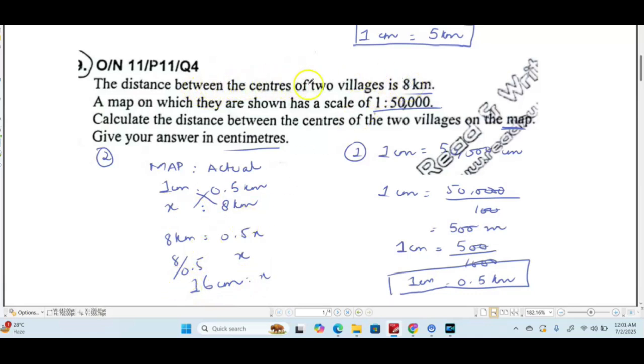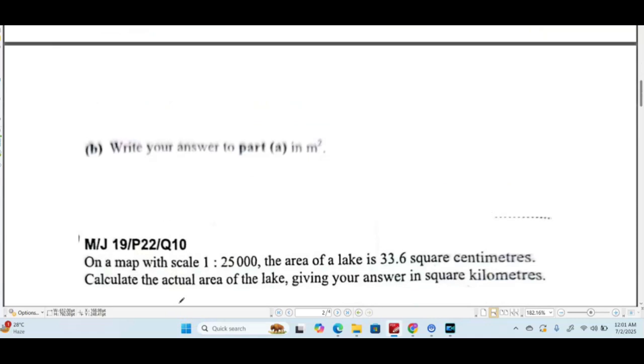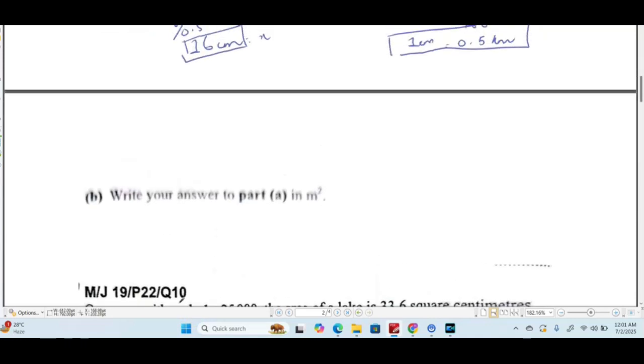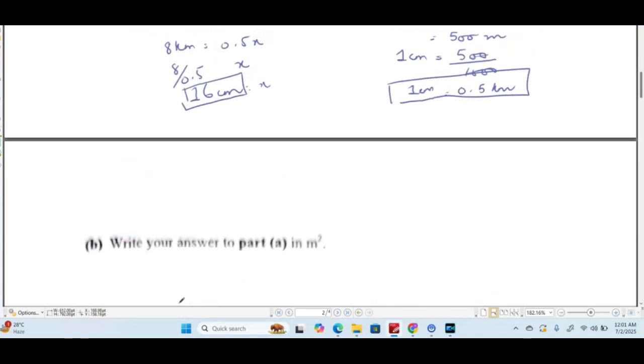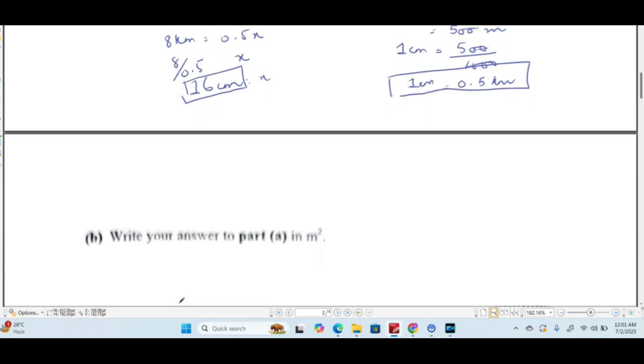So the distance between centers of two villages in reality is 8 kilometers. And on the map, this distance is equal to 16 centimeters. So that is how we will solve this question. And there is another part for this question. Write your answer to part A in meters square. Okay.